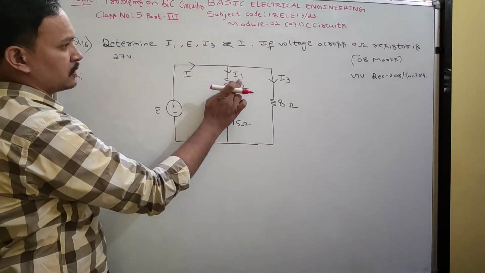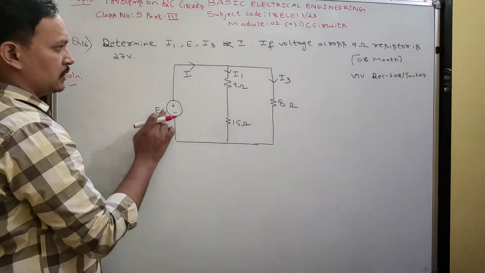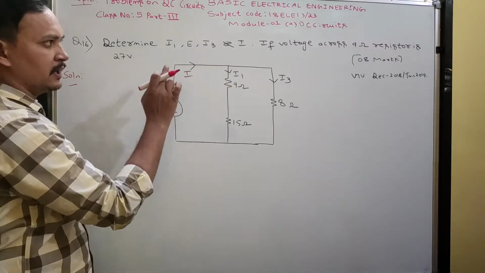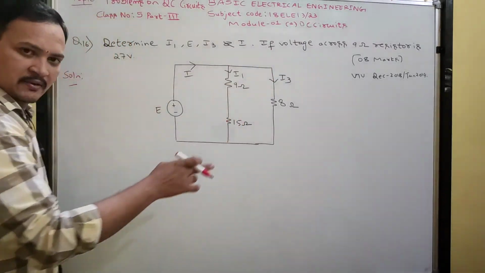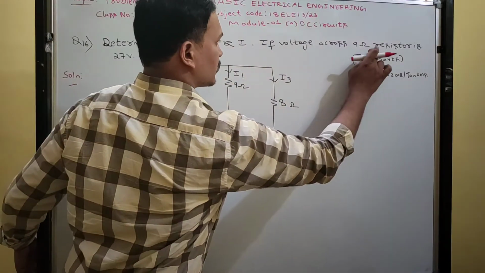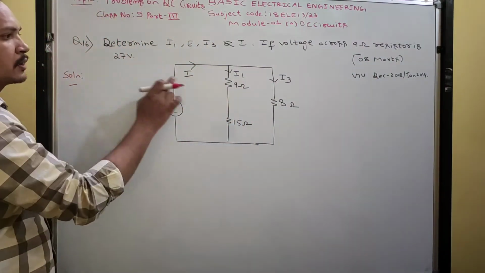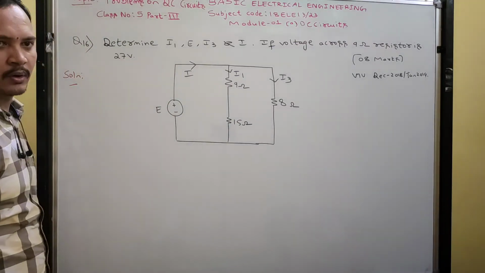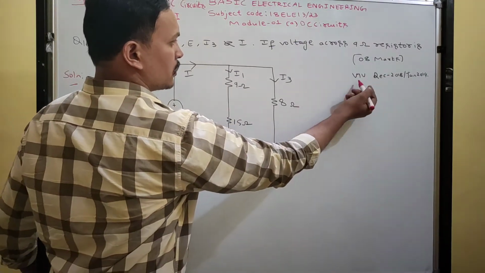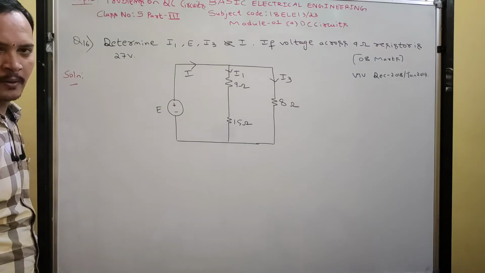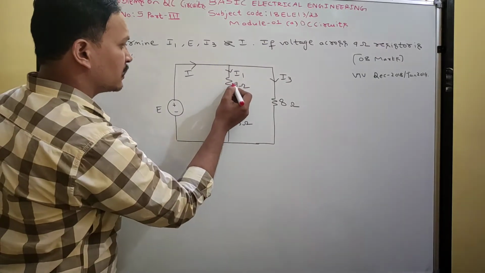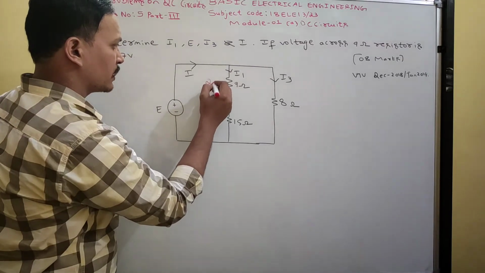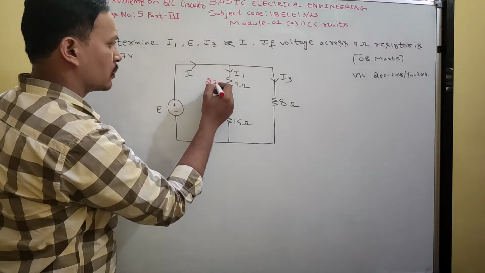Okay guys, next problem. Determine I1, I3, E and I. For this given network, the voltage across the 9 ohm resistor is 27 volt. So it is an 8 marks question, a university question paper problem. So let's look here. The given voltage across 9 ohm is how much? Okay, the given voltage across 9 ohm is 27 volt.